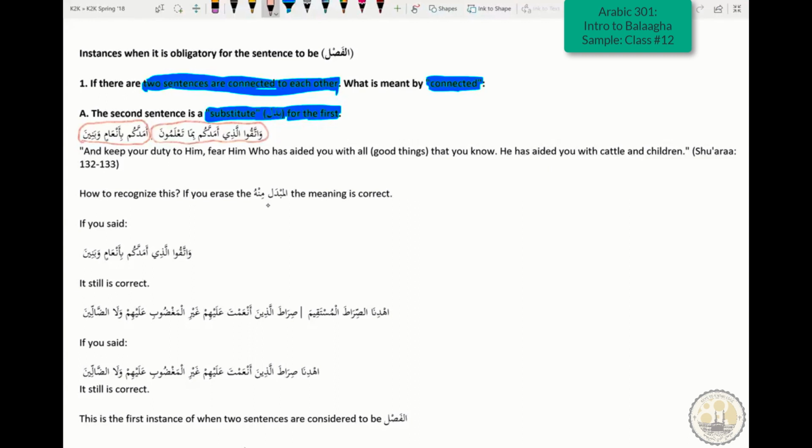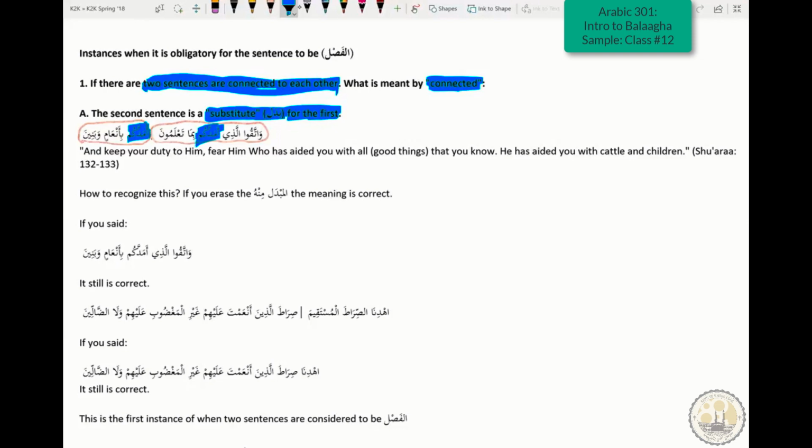Okay? Tayyib. If you take a look at these two sentences, there's no waw mentioned in between them. Right? There's no waw that's mentioned in between. Right? But when you take a look at these sentences, we see the word أَمَدَّ. أَمَدَّكُمْ بِمَا تَعْلَمُونَ. Right? And then we see in the second ayah, أَمَدَّ is mentioned again. أَمَدَّكُمْ بِأَنْعَامٍ وَبَنِينَ. This second أَمَدَّكُمْ is badal for the first.